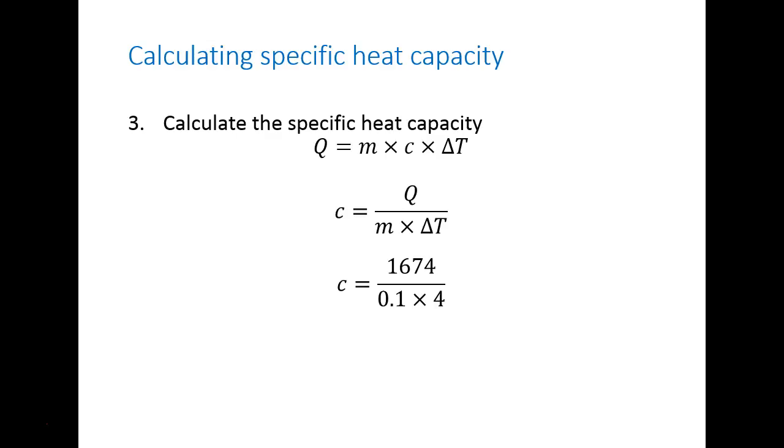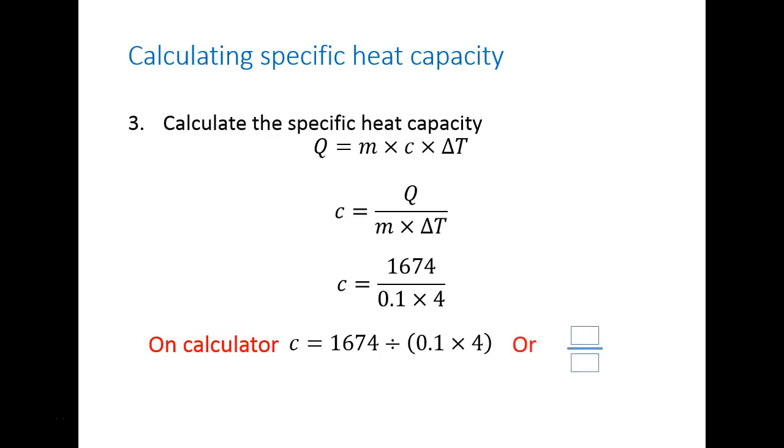Okay, put everything in the calculator. When you put it on the calculator, make sure that you use brackets, okay? Because if you don't use brackets, that's going to give you a completely different answer. Now the thing is, because the 0.1 multiplied by 4 is down at the bottom, we're going to put them inside the brackets. So when you put it in the calculator, it's going to be 1,674 divided by brackets 0.1 multiplied by 4 close brackets.